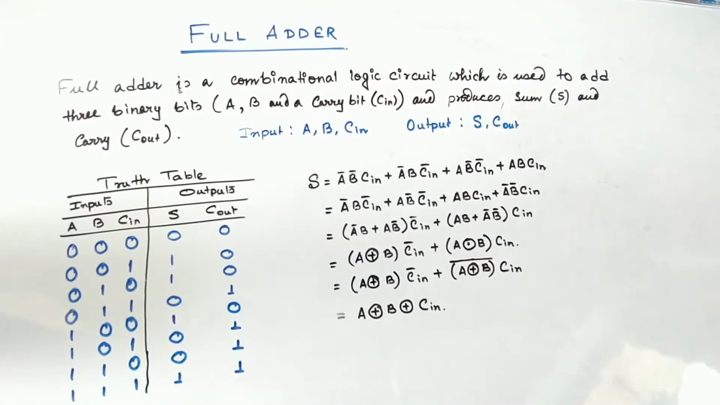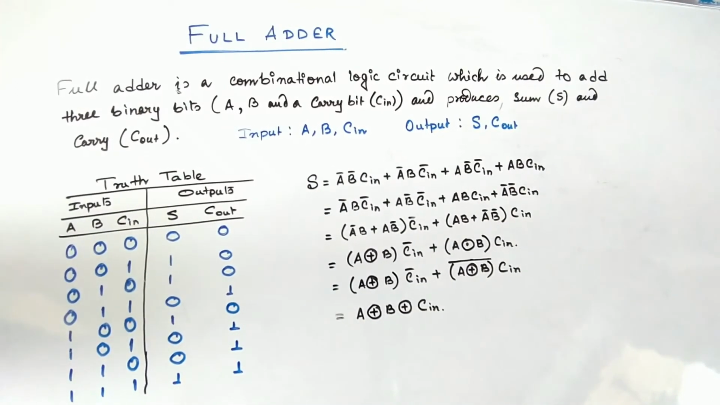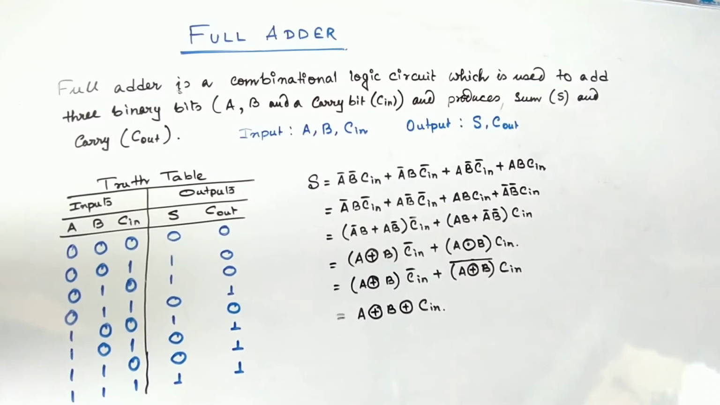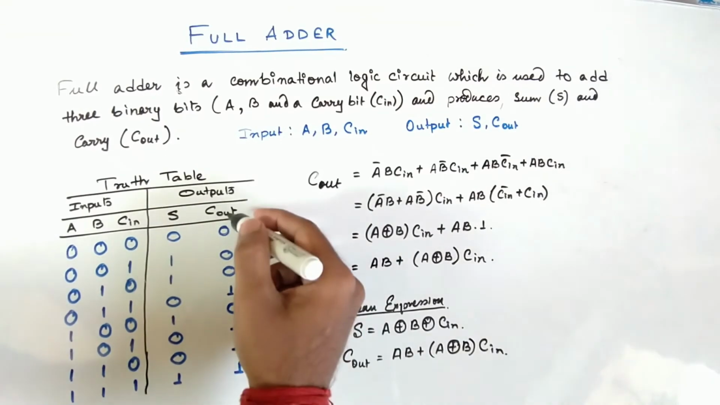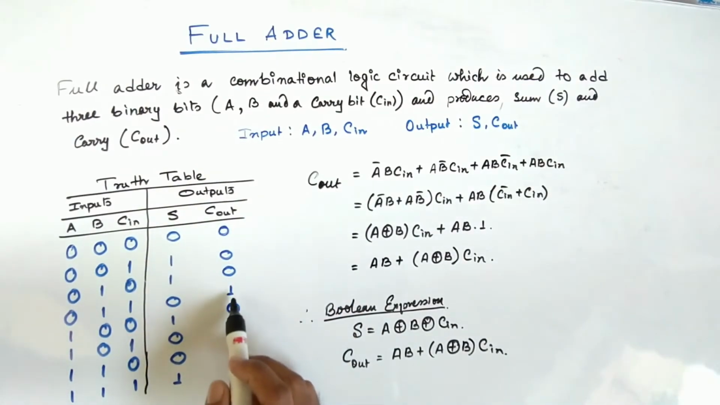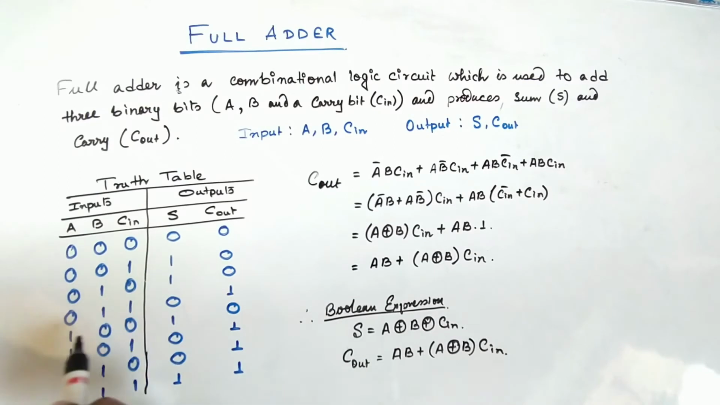Now let's find out the equivalent expression for carry. Again, if we look at the truth table of the Cout column, the value of Cout equals 1 when A equals 0, B equals 1 and C in equals 1, that means A complement B C in. In the next case, A B complement C in, and in these two cases, the first one is A B C in complement and the last one is A B C in.